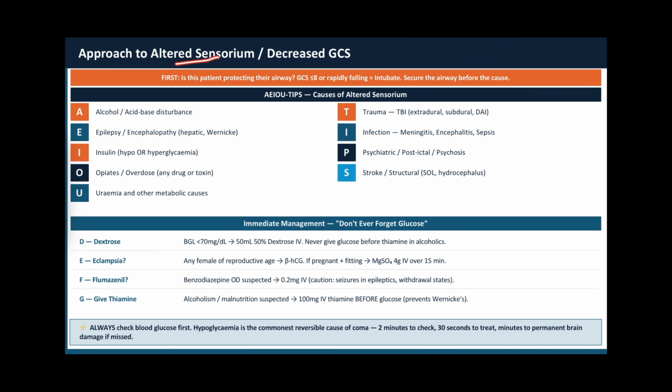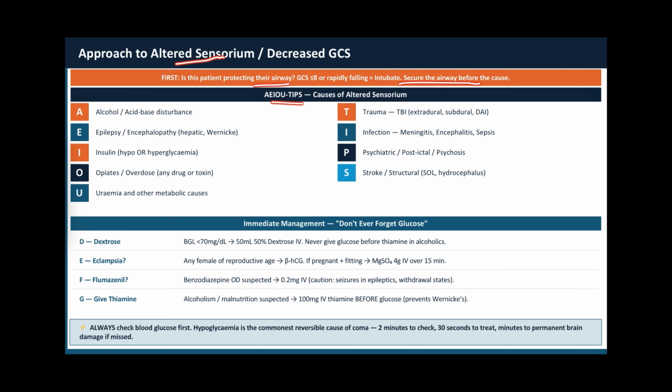Approach to the altered sensorium. Altered mental status is not a diagnosis, it is a symptom with a broad differential diagnosis. The first priority is always the same, always protect the airway. A patient with a GCS of 8 or less is generally unable to protect their airway and should be evaluated for definitive airway management. To remember the common causes, use the mnemonic AEIOU and the tips.